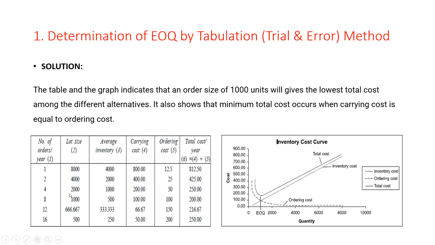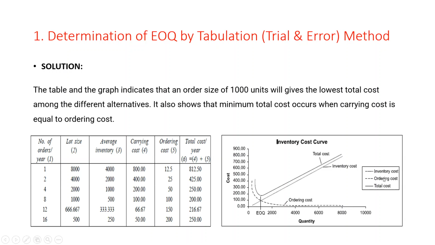As the quantity size becomes greater, the ordering cost decreases here. See here, at 500 we have 200 ordering cost, but at 8000 the ordering cost is minimum, that is 12.5. So this is the graph for the ordering cost.